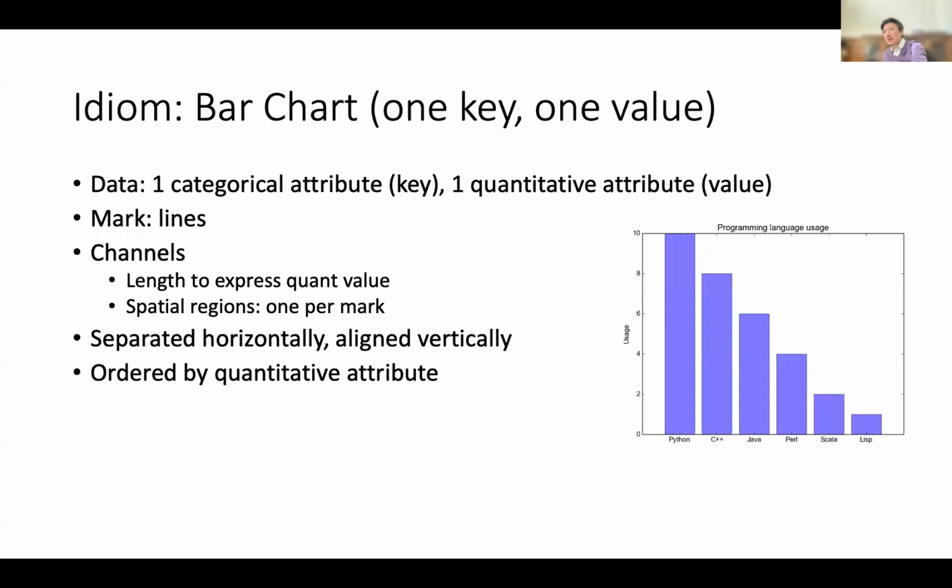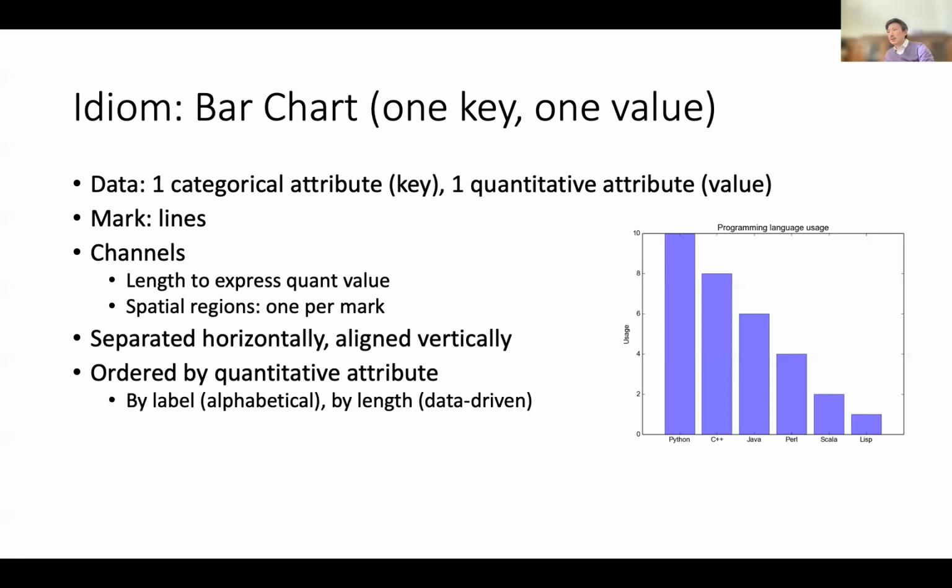Okay, and this is quite common, where you can order the x-axis or the positions of the bars by the quantitative value, in this case usage. And this is useful if you want to find, say, the minimum and maximum values in a bar chart. Doing this kind of ordering will make it much easier for this type of task.